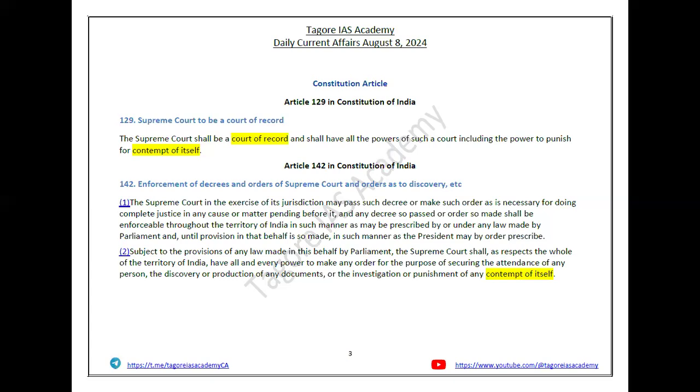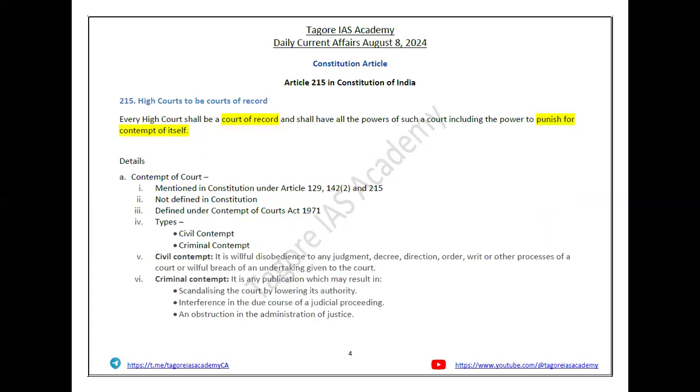Now, Article 142 has been asked in UPSC prelims earlier, and it's a very important article, because under this, the Supreme Court can undertake any case and pass any judgment in the interest of justice. Anyways, our topic for today is contempt. So these two articles are important. The Constitution itself grants the power to punish for contempt to the Supreme Court as well as to the High Court. Article 215 says that even the High Court will also have the powers to punish for its contempt.